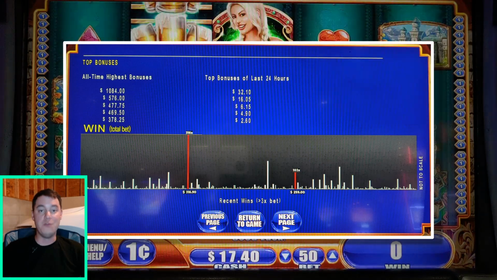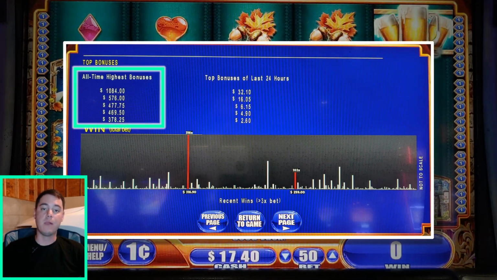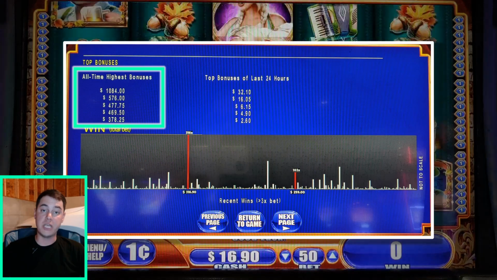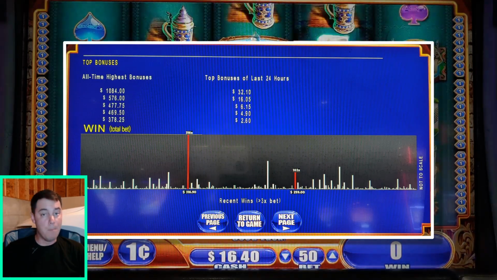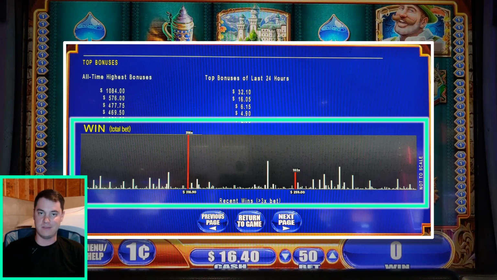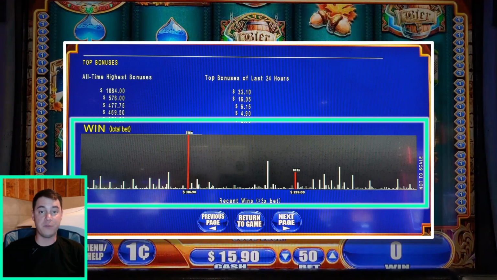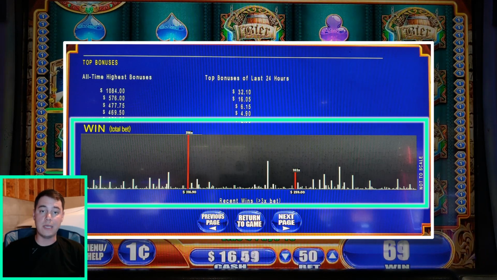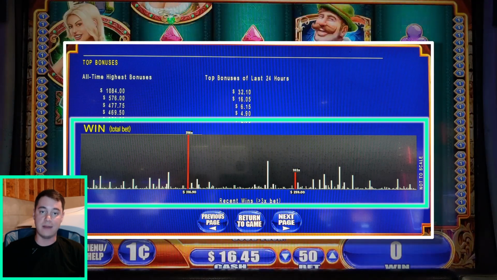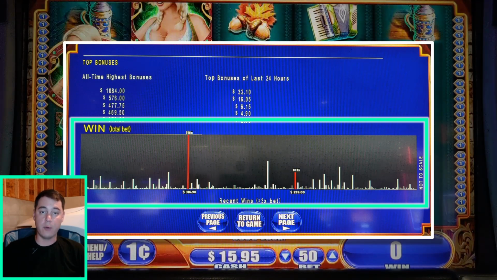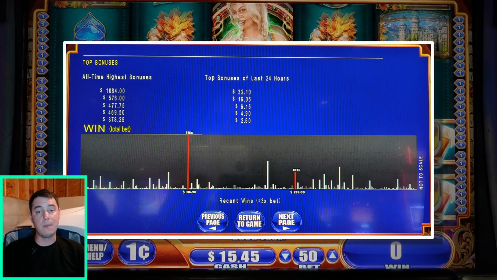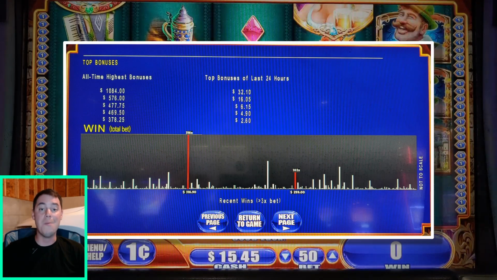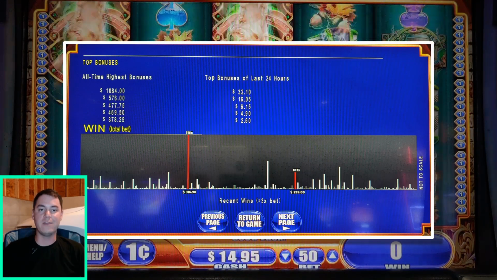Let's break it down. This chart shows some really cool info, like the all-time highest bonuses on this machine and the top bonuses over the last 24 hours. But the most important thing to look at is this, the actual payout distribution for this machine. Now, it's important to note here that we don't know how much time this window is supposed to represent. I don't think it's the last 24 hours, but I also don't think it's the full lifetime of the game either. So I think it's somewhere in between, and we really aren't sure, but it perfectly illustrates volatility.